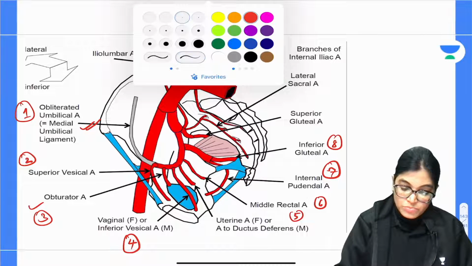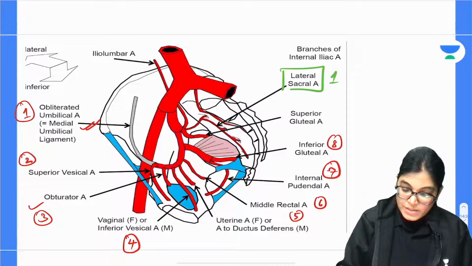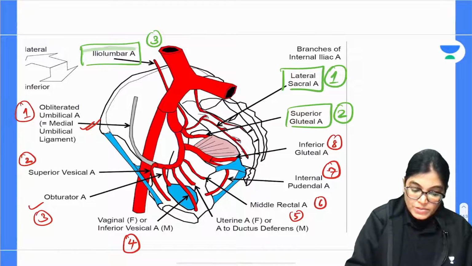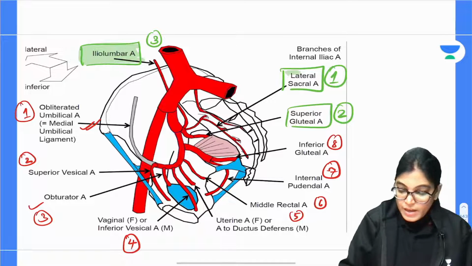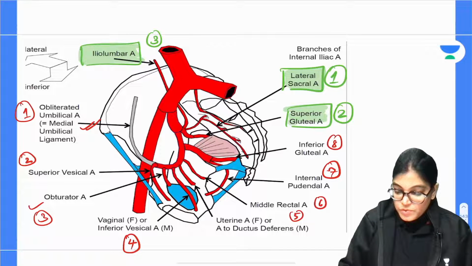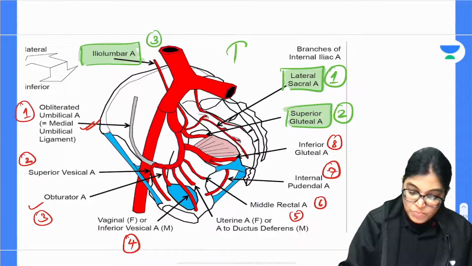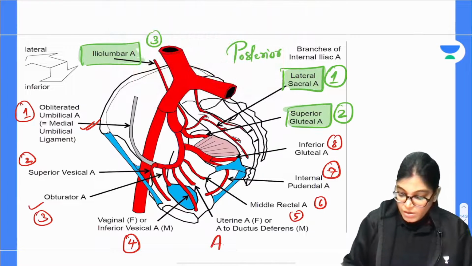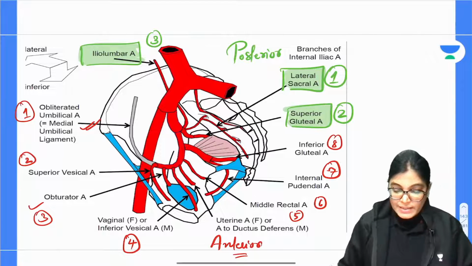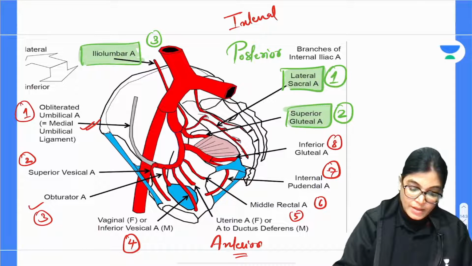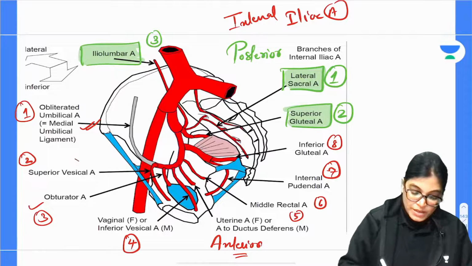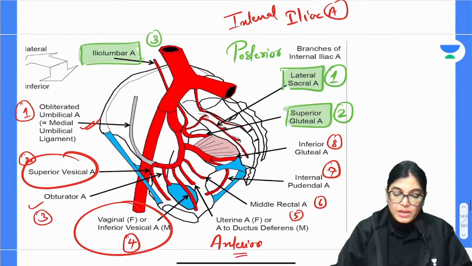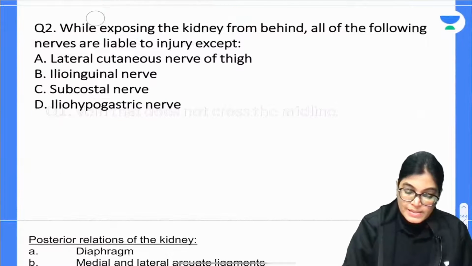Other than that, we have got 3 branches from the posterior division: lateral sacral, superior gluteal and iliolumbar artery. So these 3 branches, that is iliolumbar, lateral sacral and superior gluteal artery, are the branches from the posterior division. If we talk about anterior division branches, we have got many, and all these which I have pointed with the red color are the branches of anterior division of internal iliac artery. So here clearly we have seen that superior vesical and inferior vesical, both pertaining to urinary bladder, are the branches of internal iliac artery. Let's move on to the next, that is question number 2.